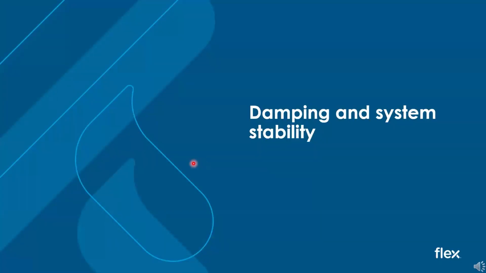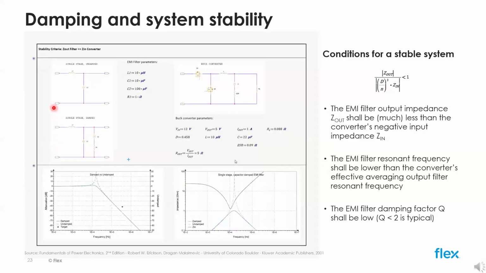We briefly introduced damping. Let's see now why it is so important for system stability. Here we have two low-pass LC filters. The one on top is the same filter we have seen before and is undamped. The second filter is the same filter with damping provided by an additional RC network. You can clearly see the difference in the graph on the left.